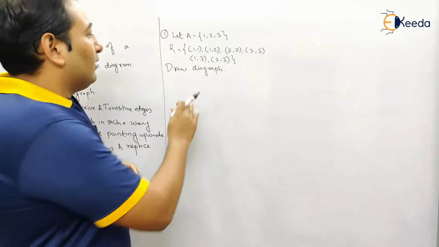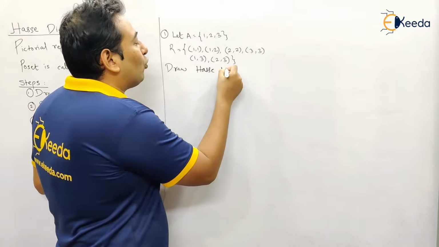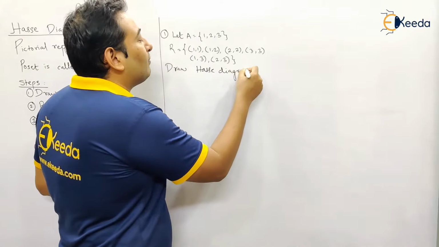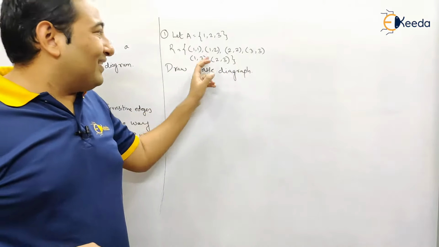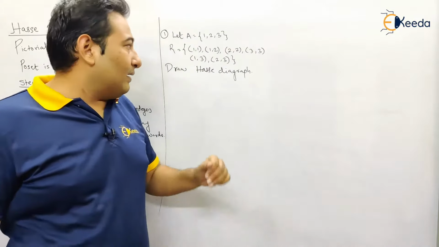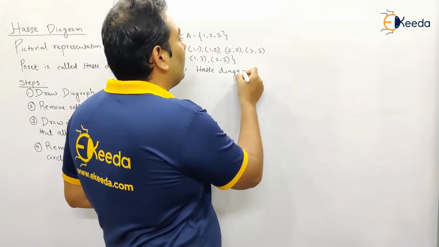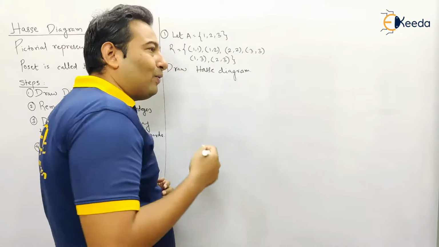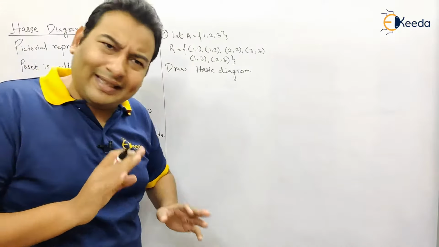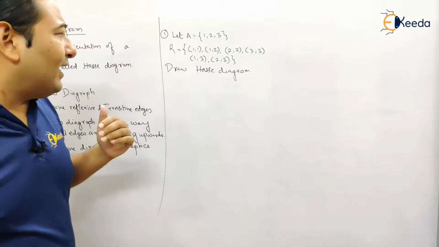First of all, my question is draw Hasse diagram. So this is my first problem. So obviously this relation must be a poset. If this relation is a poset, then only we can draw its Hasse diagram. And for a relation to be poset, it should be reflexive, antisymmetric and transitive. No need to check that. We are assuming it's already a poset. We just need to draw the Hasse diagram.